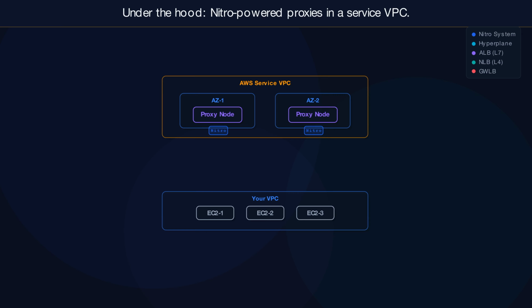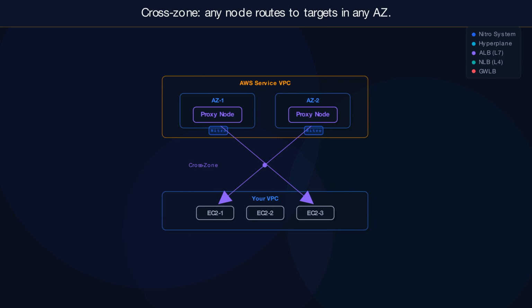When you enable an availability zone, AWS creates a dedicated load balancer node in that zone. Each node acts as a full HTTP proxy. With cross-zone load balancing enabled, every node can route traffic to targets in any AZ, not just its own.